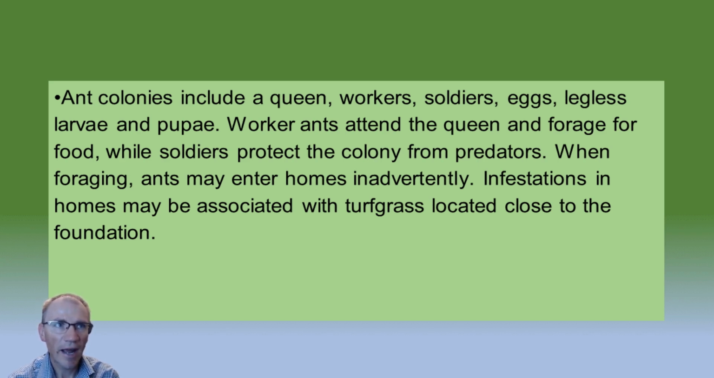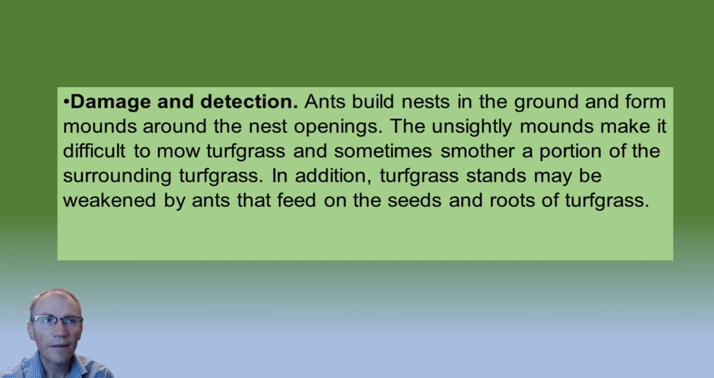When foraging, ants may enter homes inadvertently. Infestations in homes may be associated with turfgrass located close to the foundation. Damage and detection. Ants build nests in the ground and form mounds around nest openings. The unsightly mounds make it difficult to mow turfgrass and sometimes smother a portion of the surrounding turfgrass. In addition, turfgrass stands may be weakened by ants that feed on the seeds and roots of turfgrass.